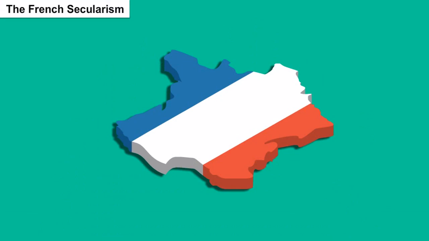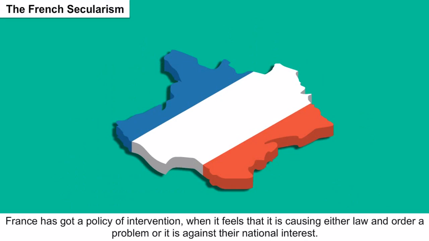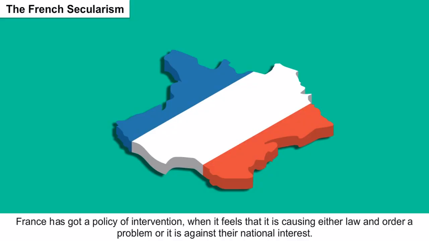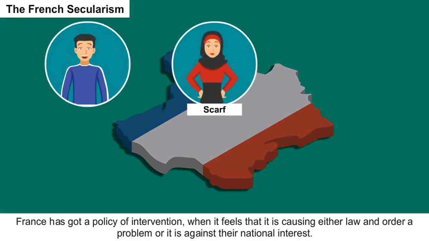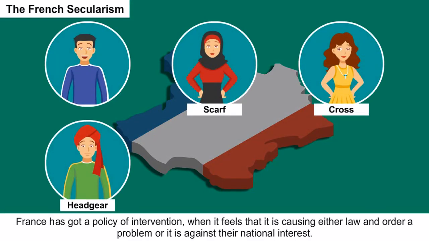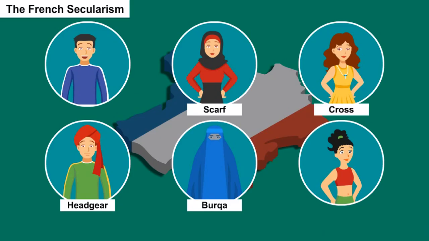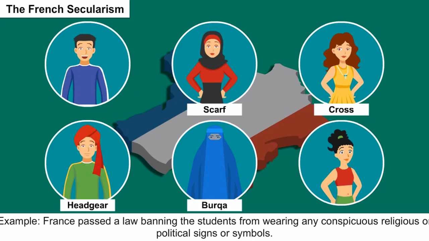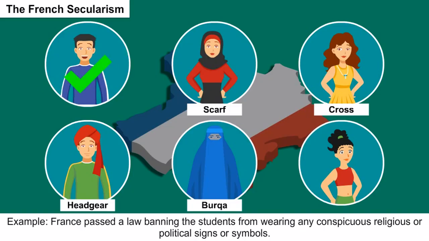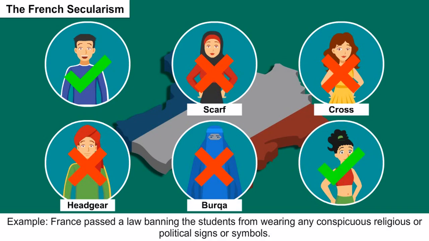The French secularism. France has a policy of intervention when it feels that religion is causing a law and order problem or is against the national interest. For example, France passed a law banning students from wearing any conspicuous religious or political signs or symbols.